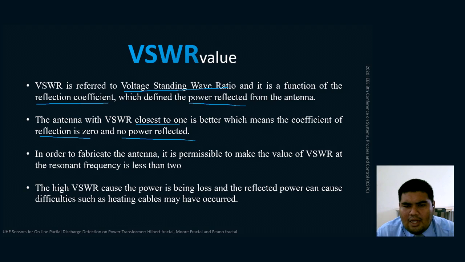In order to fabricate the antenna, it is permissible to have the VSWR at the resonant frequency less than 2. If the value is less than 5, it can still be fabricated, but it is very vulnerable. If the VSWR is more than 5, it can be concluded that the antenna cannot be fabricated. It is important to consider low VSWR because high VSWR causes much power to be lost, and the reflected power can cause difficulties such as heating of cables.